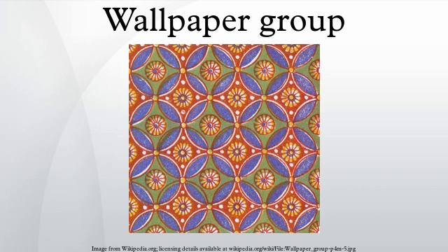It has reflections in the three sides of an equilateral triangle. The center of every rotation lies on a reflection axis. There are additional glide reflections in three distinct directions, whose axes are located halfway between adjacent parallel reflection axes.